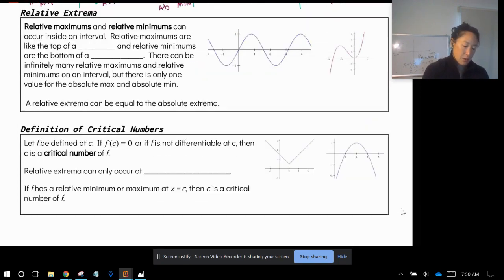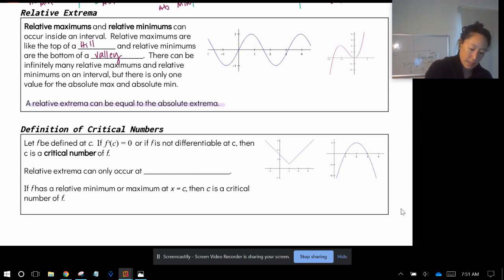All right. So another type of extrema is relative mins and relative maxes, and they occur inside of an interval. Remember from pre-calc that relative maxes are the top of a hill, and the relative min is the bottom of a valley. Relative extrema, so relative mins and maxes, can equal the absolute mins and maxes as well.